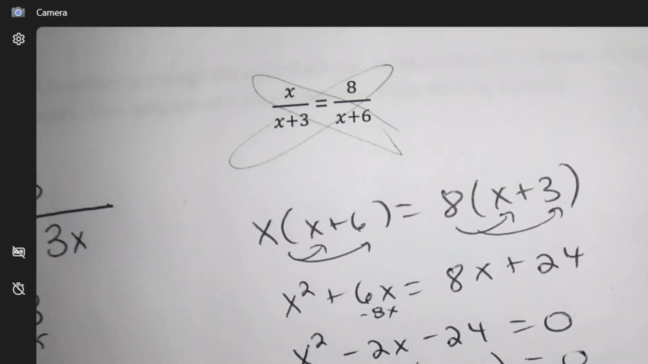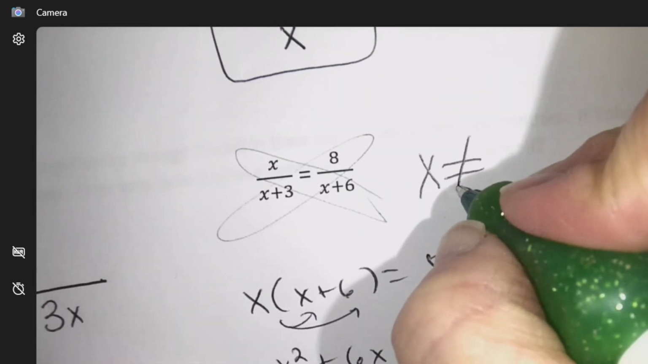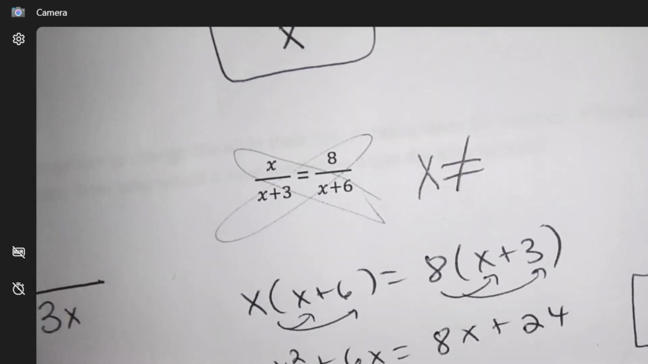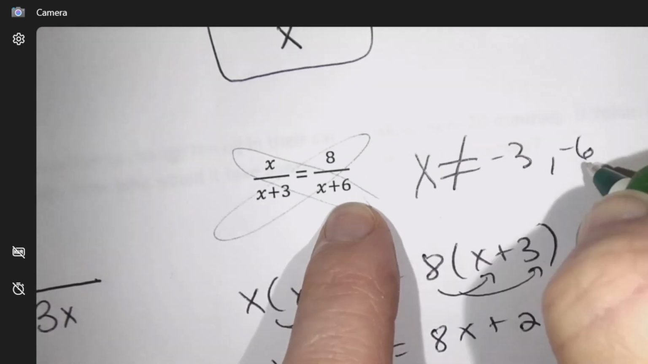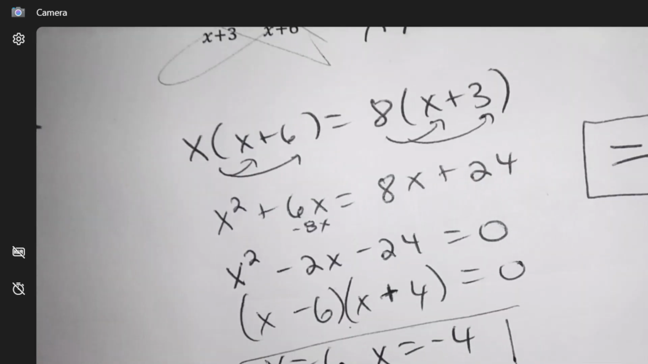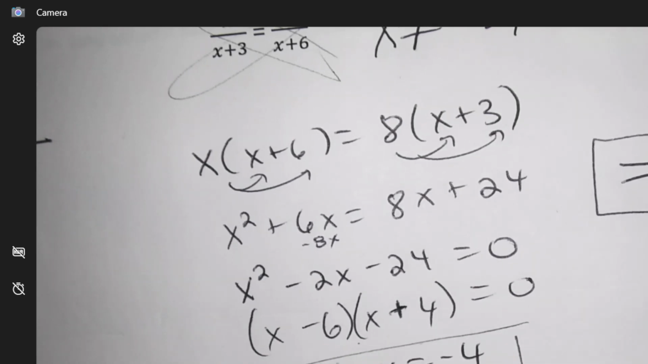Okay, let's check, am I allowed to have these? What am I not allowed to have here, ever? -3 and -6 are not allowed as answers, so this is fine. Sometimes if all of a sudden you get something that's the same, you have to cross it off.